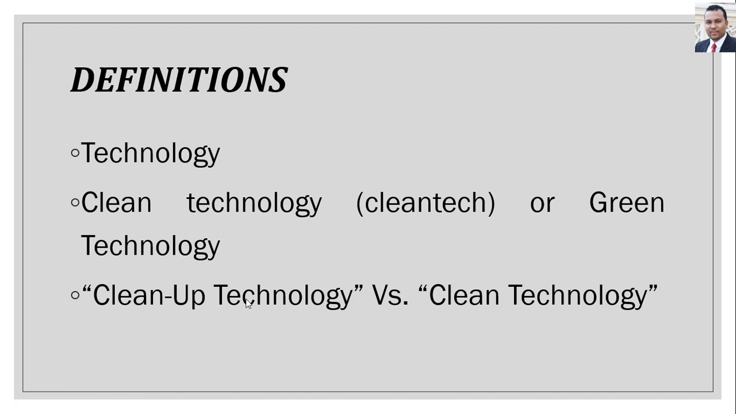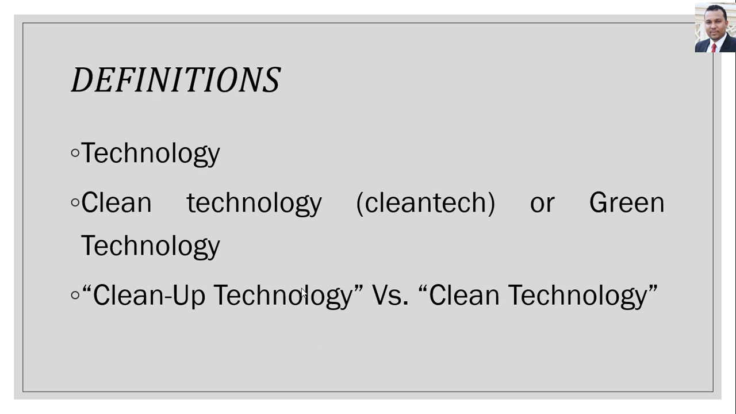Generally, technology didn't take environmental considerations into account from the beginning. If you design any production process, the environmental elements or considerations or factors are ignored. This is in cleanup technology. But in case of clean technology, you take into account in designing a production process the environmental aspects or environmental goals.